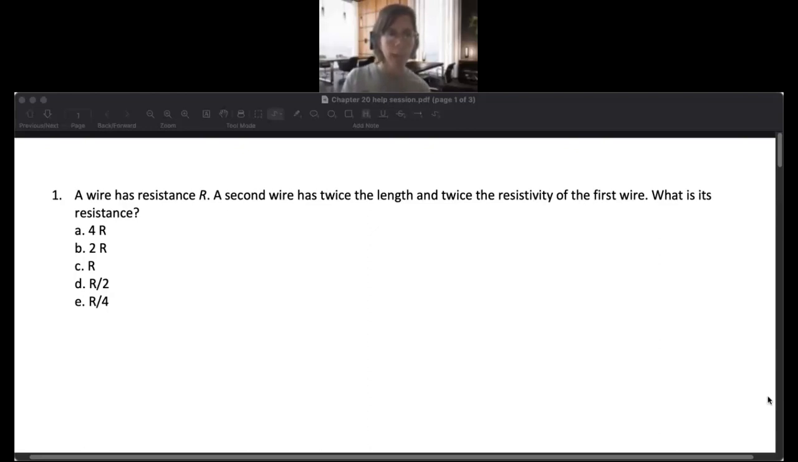We're given a wire has a resistance, and then a second wire has twice the length and twice the resistivity, and we want to know what is its resistance. Hopefully by now you know that I do like these types of questions. Change a variable, what happens to another, and we know that the most important thing is to find the correct equation. Let me pull up my equation sheet, but if somebody knows what the relevant equation is, feel free to put it in the chat while I pull up my equation sheet.